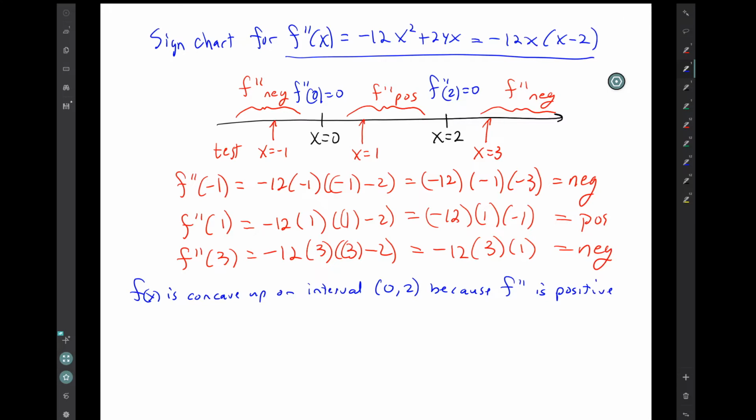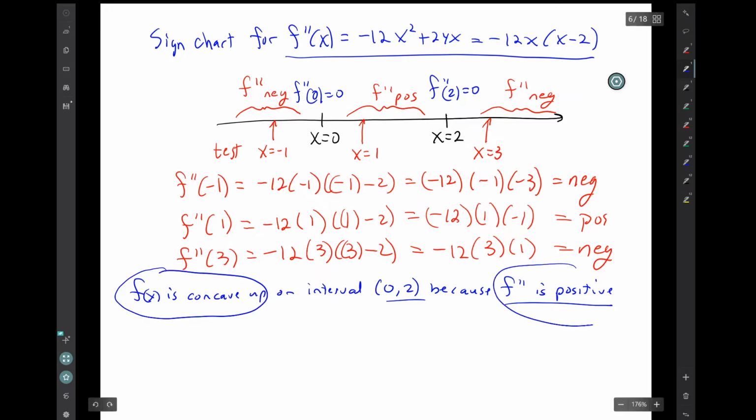So f of x is concave up on the interval 0, 2 because f double prime is positive. Notice again the way that I explain this. I use nouns. I say, what is it that's concave up? It's f of x that's concave up. And what is it that's positive? It's f double prime that's positive.